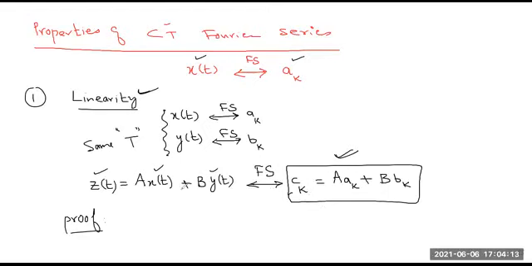So let's assume that we are given this signal z of t, which is a times x of t plus b times y of t, and now we want to find out what is the Fourier coefficient, so I say c sub k. So let's assume that we don't know what c sub k is equal to. Okay, so let's prove this particular property.